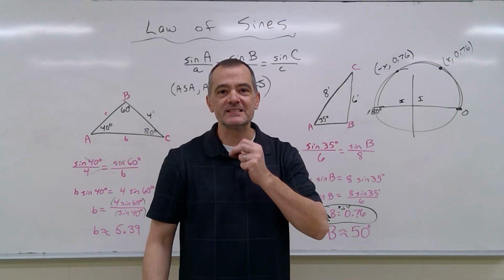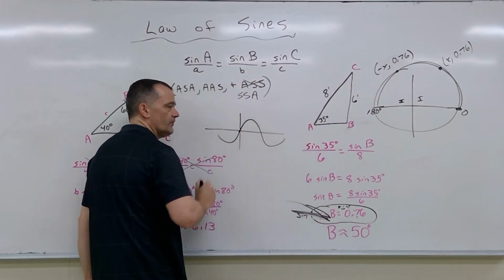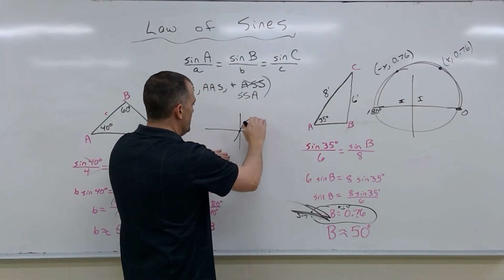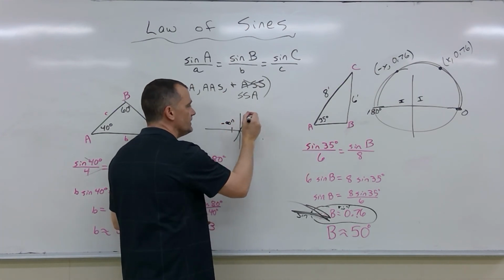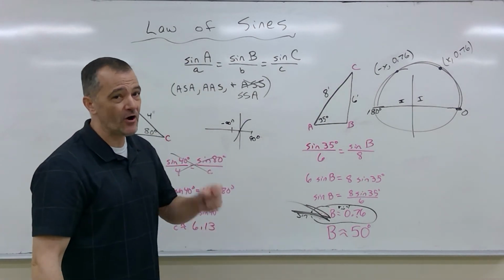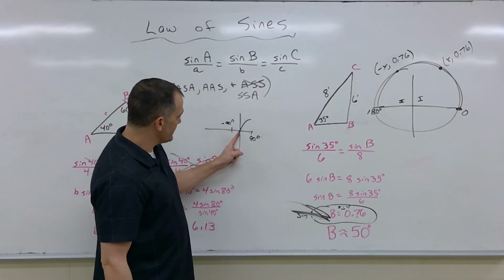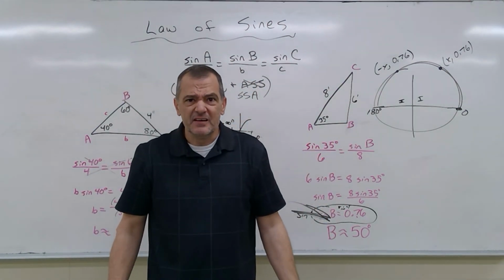And remember with sine, the sine function looked just like this forever and ever, but we restricted the domain from negative pi divided by 2 radians, or negative 90 degrees, to positive 90 degrees. So when we type it into the calculator, if we have an answer, we're going to get an answer between 0 and 90 degrees because we're dealing with the angle of a triangle.